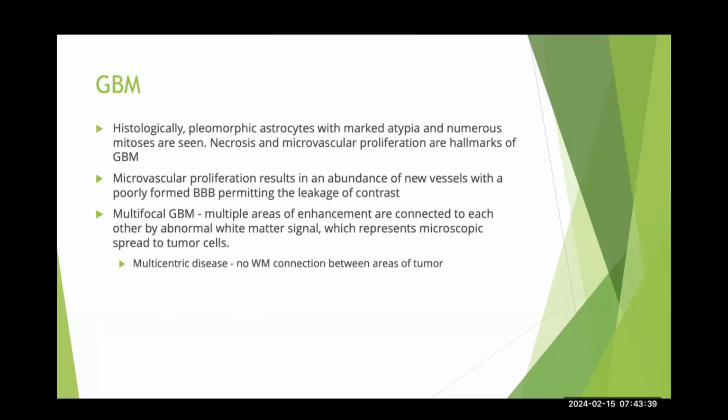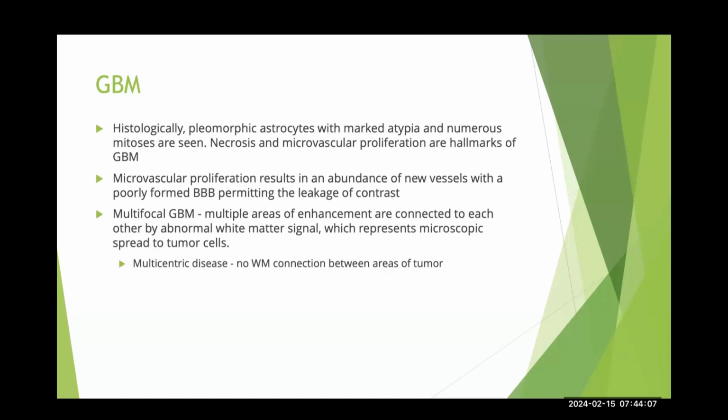So histologically, these are pleomorphic astrocytes with marked atypia, numerous mitoses, as we saw in the previous slides, and necrosis and microvascular proliferation are again the hallmarks. So look for those buzzwords on boards questions as well if you are asked a question about this. And the microvascular proliferation results in an abundance of new vessels with poorly formed blood-brain barrier, which allows the leakage of contrast, and that's why you get that contrast enhancement.